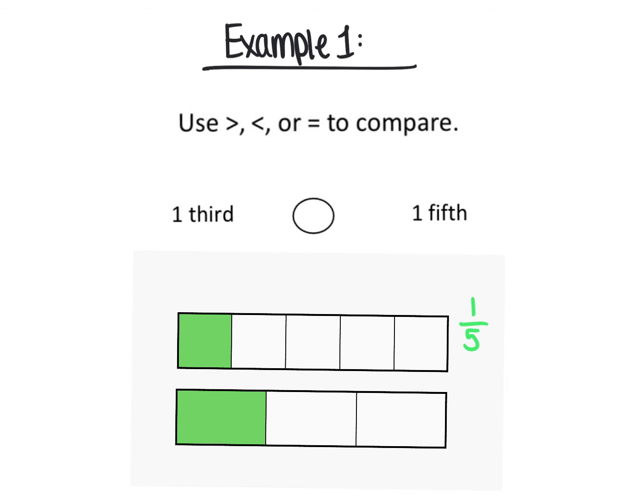The bottom strip diagram has 1, 2, 3 parts with 1 shaded in. So it has 1 equal part, each sized 1/3 of the whole. And this is the fraction used to represent this strip diagram. As you can see, this bottom strip diagram has the bigger majority of the whole filled in, which means that it is a larger fraction. So to fill in this top statement, 1/3 is greater than 1/5.